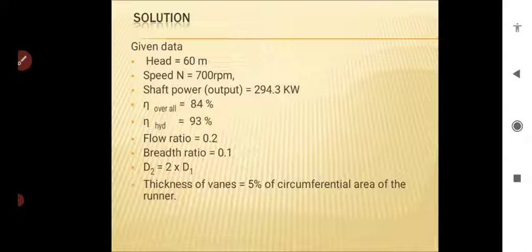Okay, this is the given data. Head is equal to 60 meter, speed is equal to 700 rpm, output shaft power is equal to 294.3 kilowatt, overall efficiency is equal to 84%, hydraulic efficiency is equal to 93%, flow ratio is equal to 0.2, breadth ratio is equal to 0.1, outlet blade diameter is equal to D1 by 2. So these are the velocity triangles.